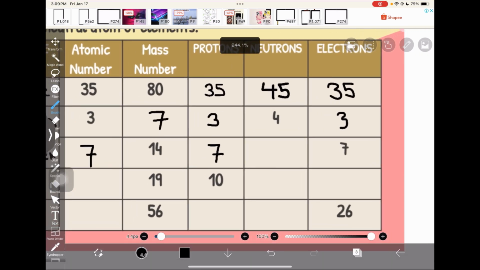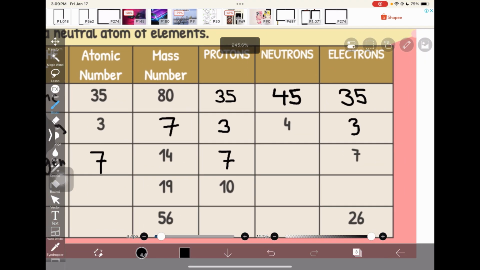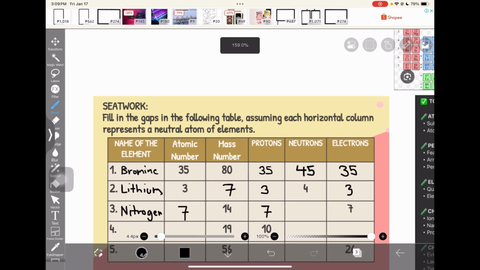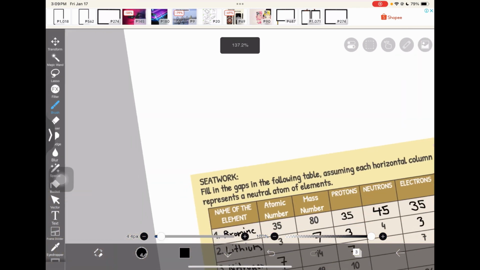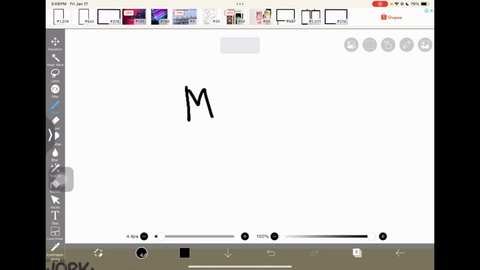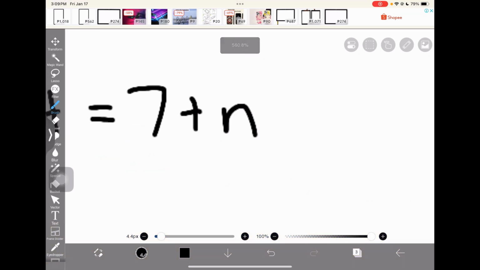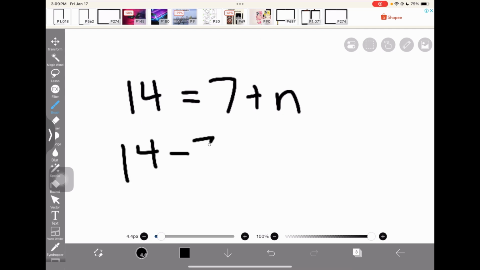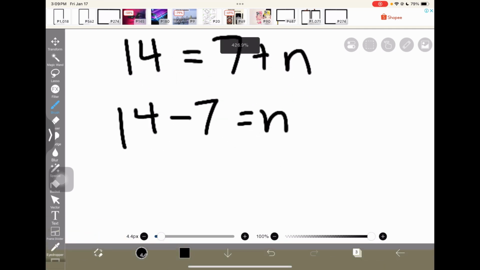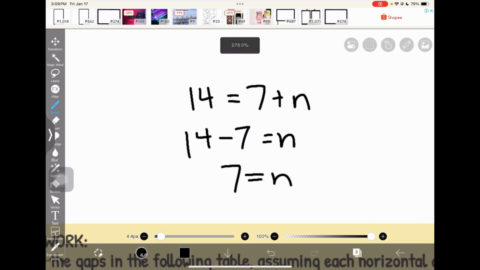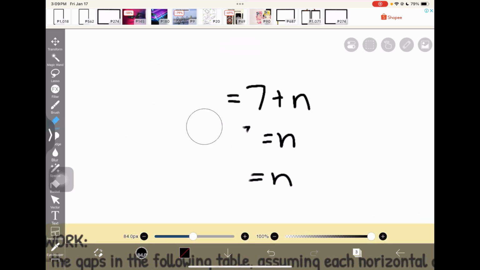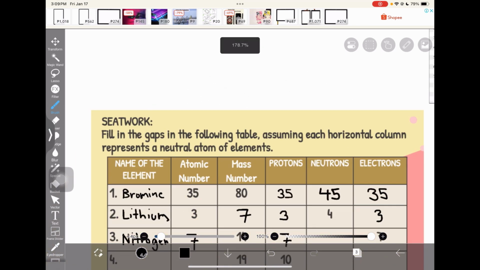Then, once again, we have our mass number, we have our protons, but we don't know our neutrons. So we know the mass number, which is 14, and we do know the protons, so 7 plus neutrons. Let's just transpose: 14 minus 7 equals neutrons, and 7 is equal to the amount of neutrons. So therefore the answer is 7.